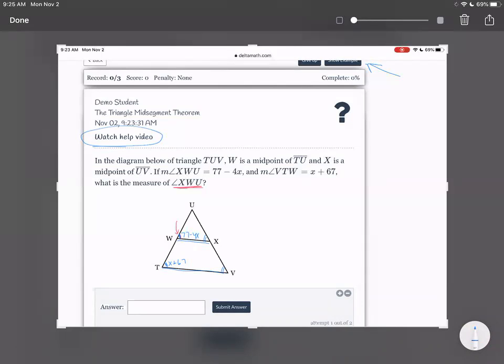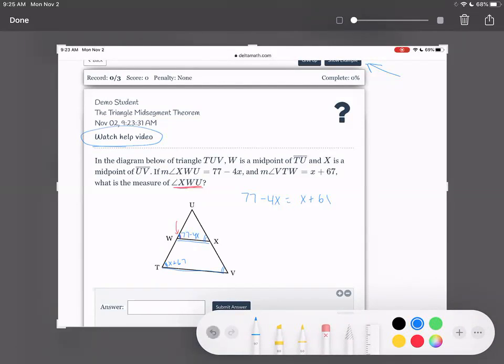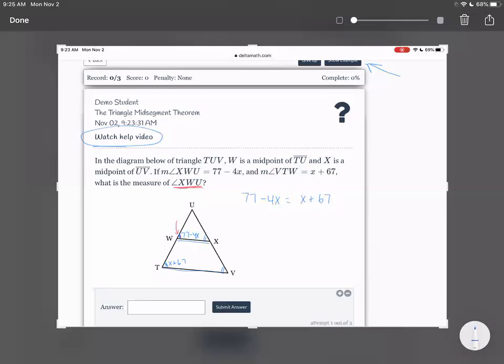So let's solve for that. So we're going to set them equal to each other. 77 minus 4x is equal to x plus 67. That's not how you write 67. So we set them equal to each other, and then we're going to solve for x. So I'm going to add 4x on both sides, bring the x's to the same side. We get 77 is equal to 5x plus 67. Now I'm going to get the 67 on the other side because I want x by itself.